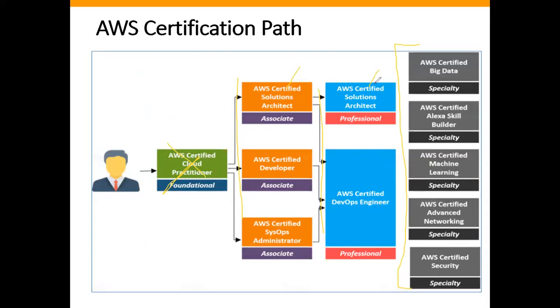If I do Professional in one of the two, can I go with any of the specialties? Yes, you can go for any. It is not mandatory to pick one; you can go for Architect Professional or DevOps Professional, either one. And then you can go for Specialty. Okay, that's all. Thank you.